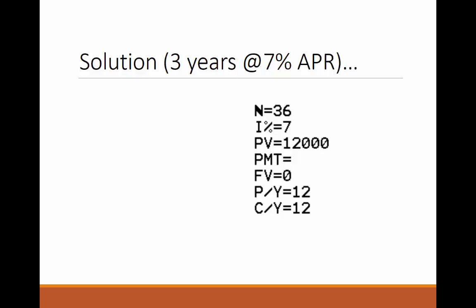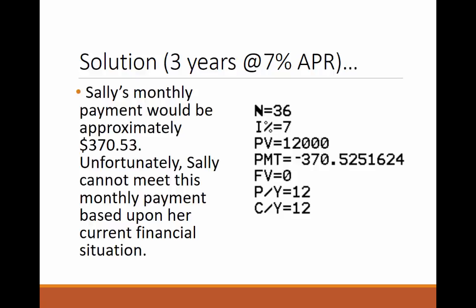Remember, the future value of any installment loan is always going to be 0 because we're trying to pay back that loan, pay it down to 0. PY and CY, once again, because we're making monthly payments, it's going to be 12. Slide the cursor back up to the PMT quantity and solve. And we see that Sally's monthly payment would be approximately $370.53. Unfortunately, Sally cannot meet this monthly payment based upon her current financial situation. Recall, she can only afford a $300 car payment.